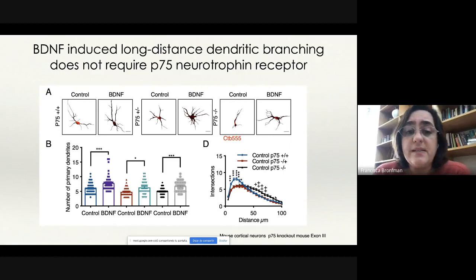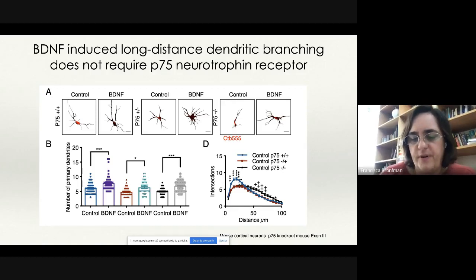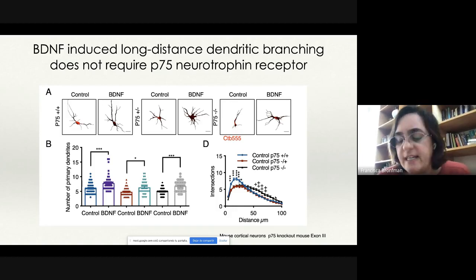So this means that although BDNF is able to signal in a P75 knockout background, P75 will be important probably in vivo for the neuron to have a full, physiological morphology.